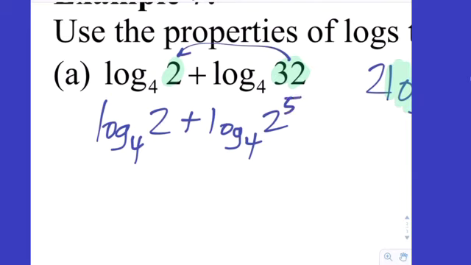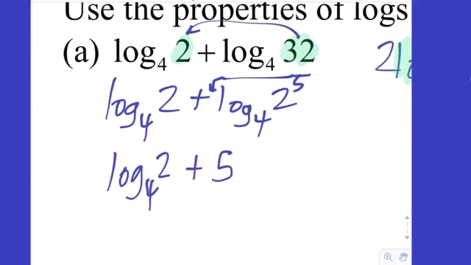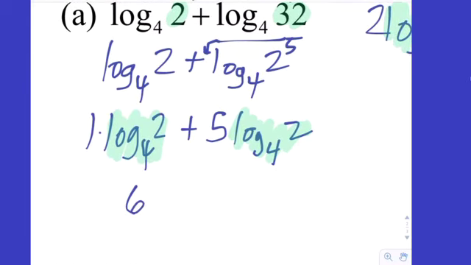Now we can use property 3 on the log to do what with that 5 on the next line? We can slide it out front. So we get log base 4 of 2 plus 5 log base 4 of 2. And now we have like terms. I have 5 of them on the right plus 1 more here. That's an implied 1, remember. What's 5 plus 1? 6. So we get 6 log base 4 of 2.